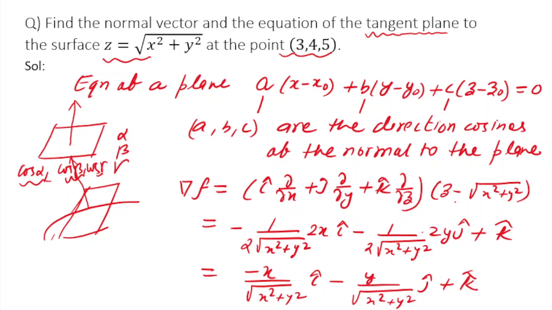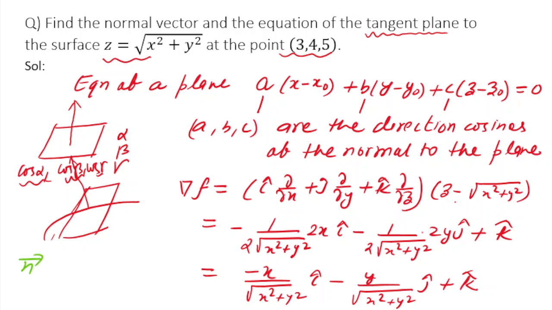Okay, but we have to find the normal vector and the equation of the tangent plane to the surface at the given point. So we have to substitute this point in this. I am moving to the next page, and I think we can at least write some portion over here, so that we don't have to change the page again and again.